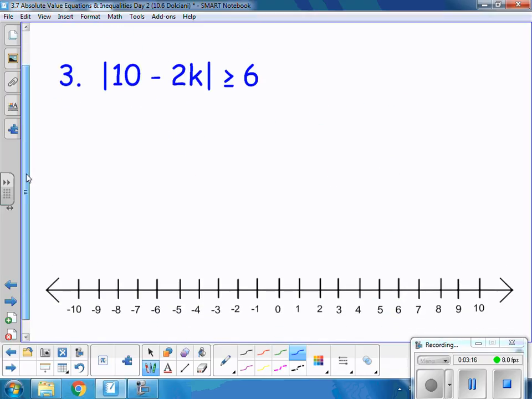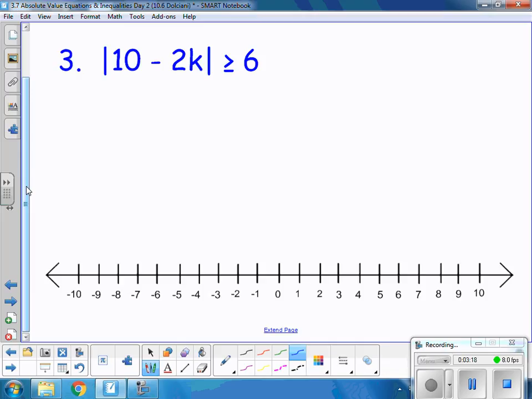Oh, holy bucket of lava. We've got ourselves an inequality here. My first thing I'm going to look at is my symbol here, and I see it is a great or. This is a greater or equal to 6, so this is going to be an or. I'm going to set this up as 10 minus 2k is greater than or equal to 6, or 10 minus 2k is flip my symbol and go to the other side of the number line.